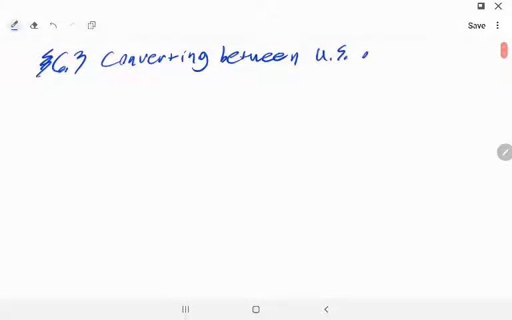Section 6.3, we're interested in converting between the US and metric systems. So for this, we're primarily going to make use of tables. So for any exams, you're going to have a nice chart that you can use.